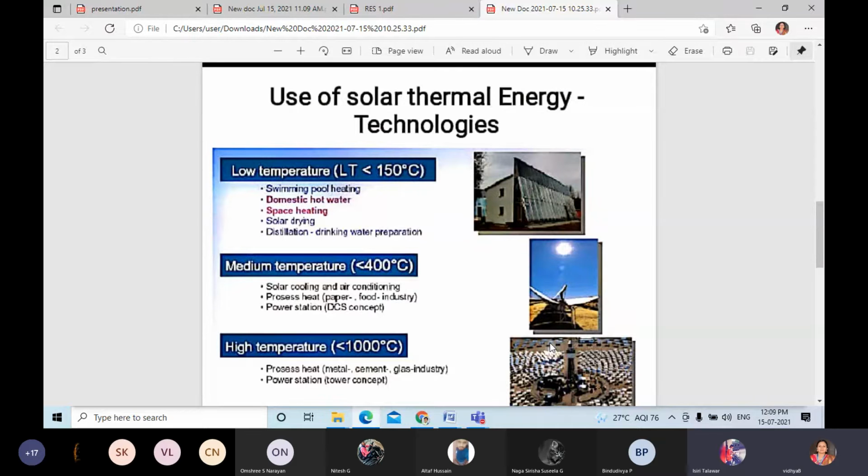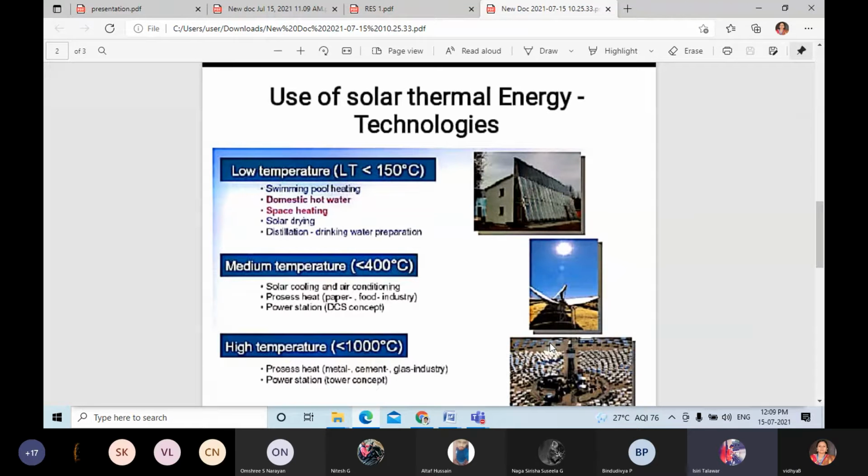Today I'm going to explain direct thermal applications, as the sun's energy can be collected directly to create both high temperature steam and low temperature heat for use in a variety of heat and power applications. Solar thermal collectors are classified into low, medium and high temperature collectors. Low temperature collectors are flat plates generally used to heat swimming pools, domestic hot water, space heating, solar drying, and distillation.